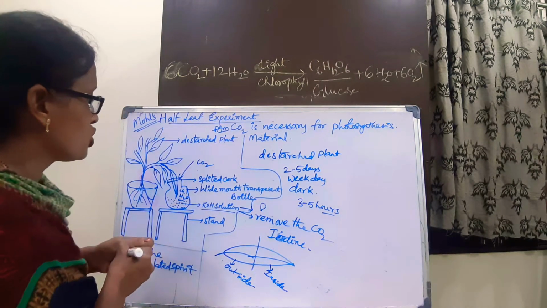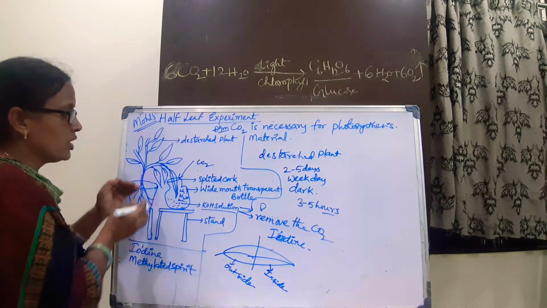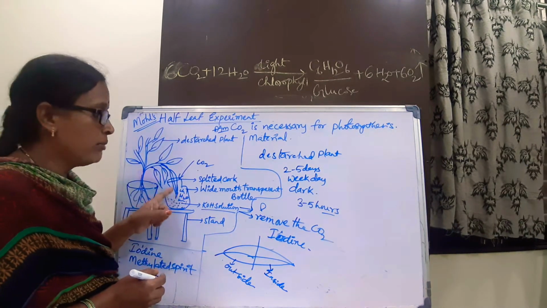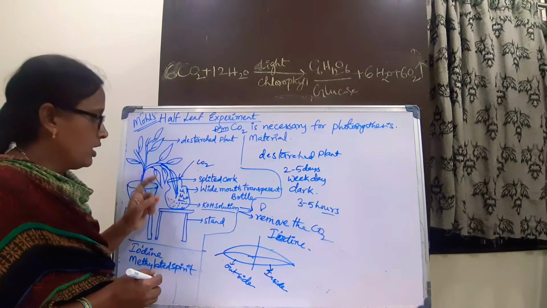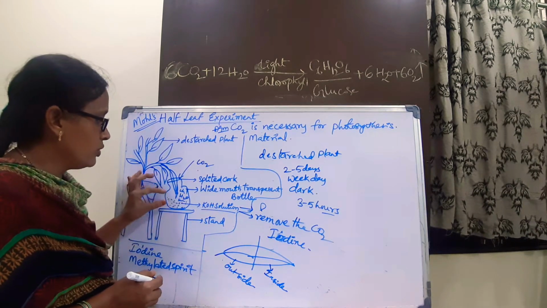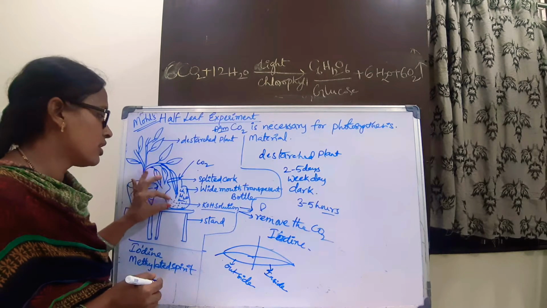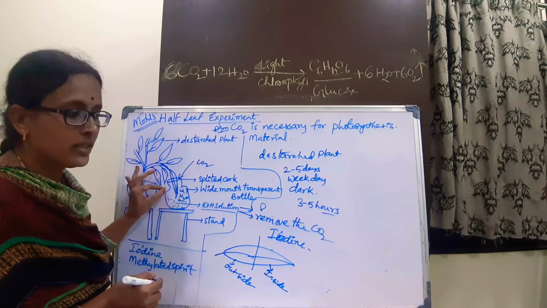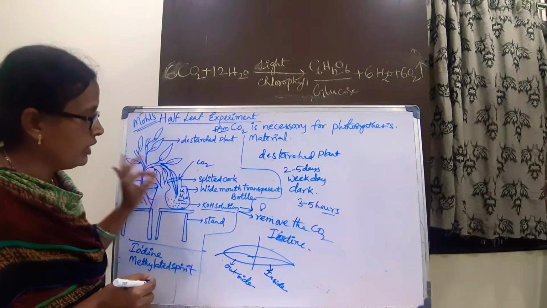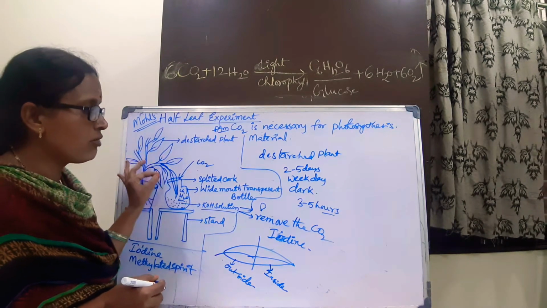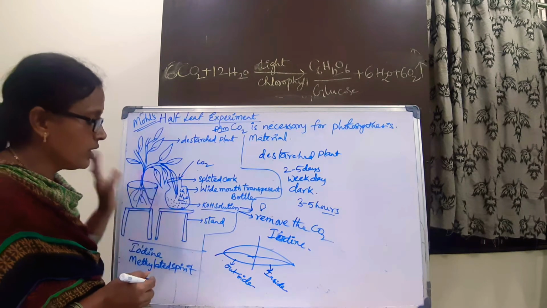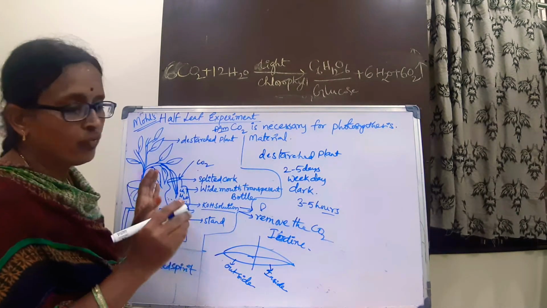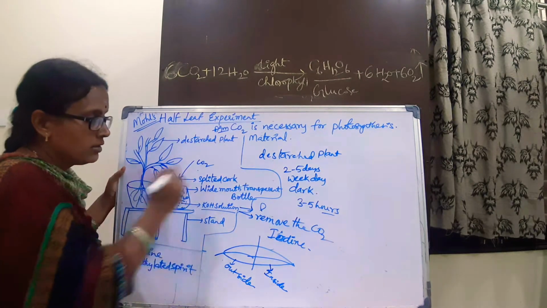We are taking the destarched plant and arranging it. We take a long leaf and insert it in the wide mouthed transparent bottle, and we put KOH pellets or KOH solution into the bottle, and with the help of the slitted cork we insert the leaf, and we apply grease or Vaseline to avoid the entry of other gases. Then we keep the apparatus in the sunlight for 3 to 5 hours. This is our procedure. Then observation.